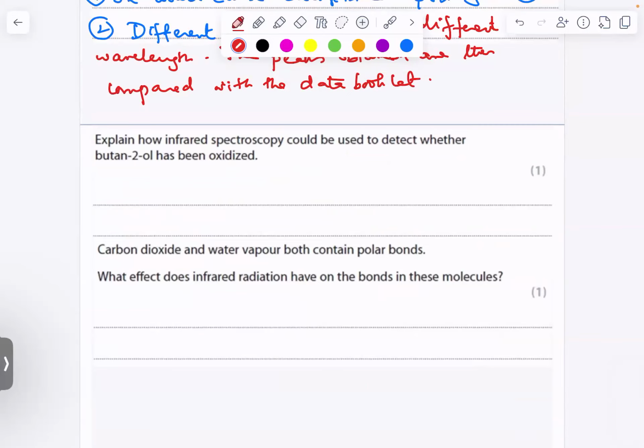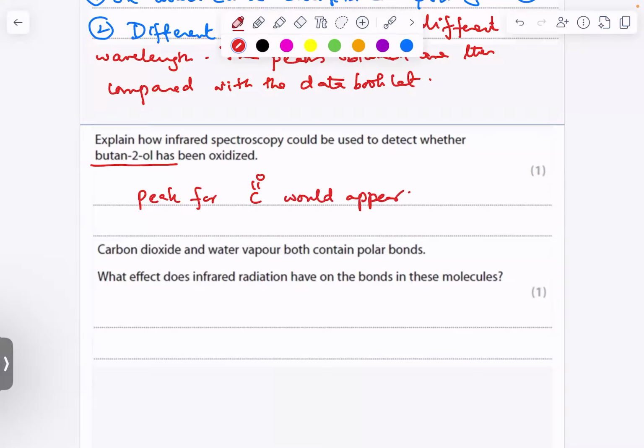It would detect whether the C double bond O is present because that would show that there's a ketone. All right. So you explain how infrared spectroscopy could be used to detect whether butan-2-ol has been oxidized. It's of 1 mark. So, 2 lines have been given. In the first line I'll write: peak for C double bond O would appear.